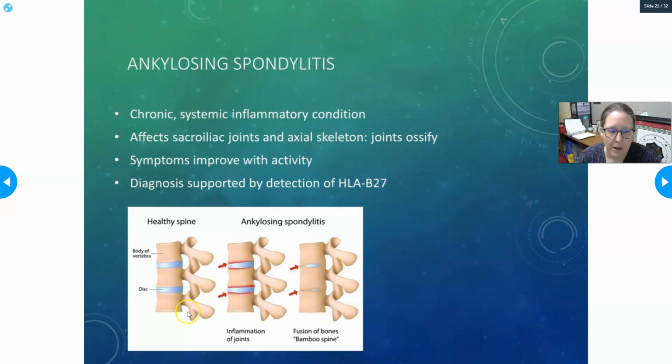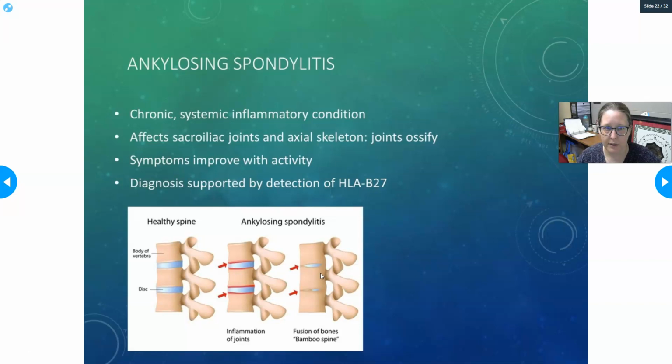So in a healthy spine, the bodies of the vertebrae are linked to each other through a cartilaginous disc here. With ankylosing spondylitis, the inflammation is right there at the cartilage, and then the cartilage slowly disappears and the bones fuse, and that makes the spine look like bamboo, and of course limits mobility. Symptoms can improve with activity. Activity can help clear inflammation.